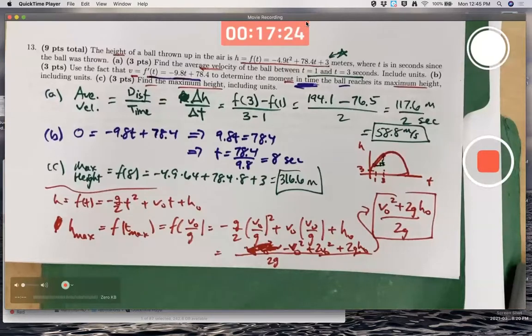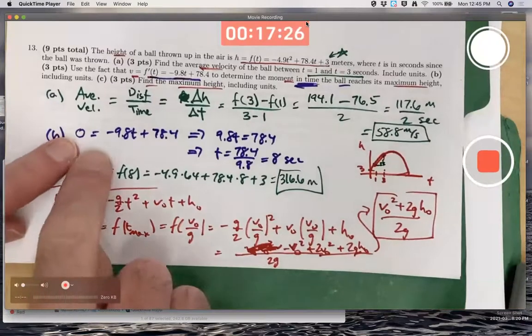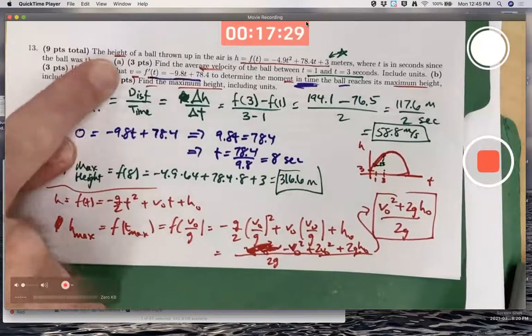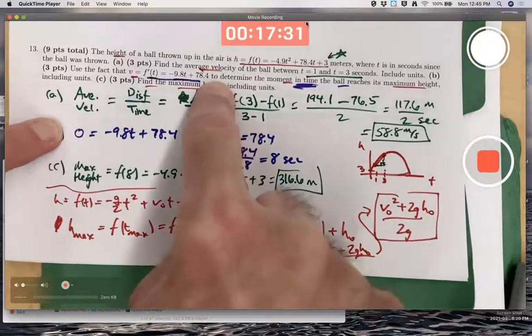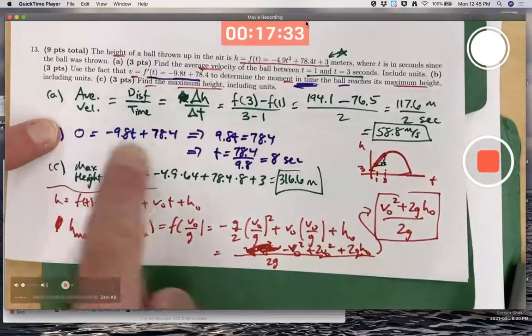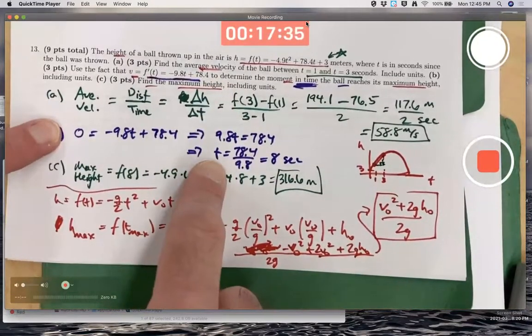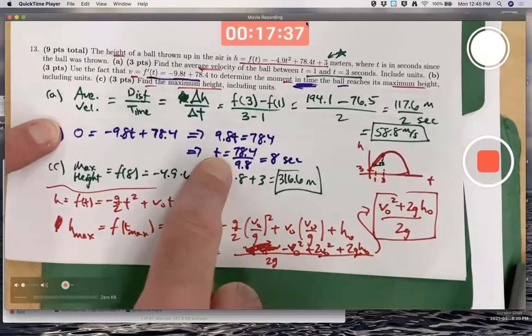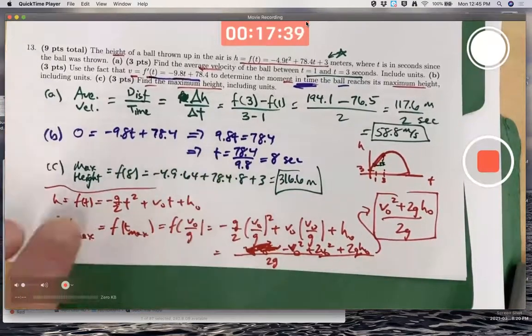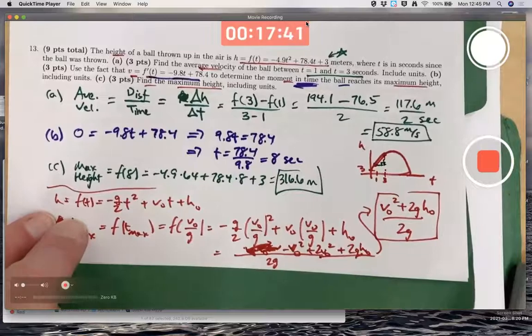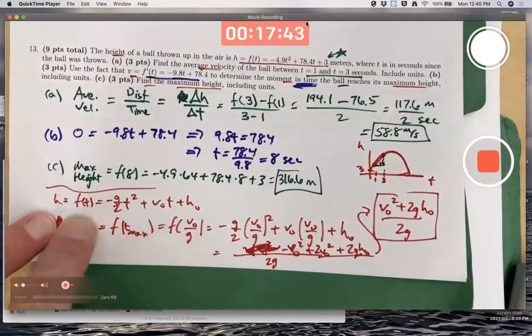Oh, that's what we did do, actually. We set the velocity equal to 0. I gave you the derivative. Set the velocity equal to 0 to find the time of the maximum height. That's what we found in part B, was the time of the maximum height. In C, you've got to find the actual maximum height itself. You've got to plug it into the function.